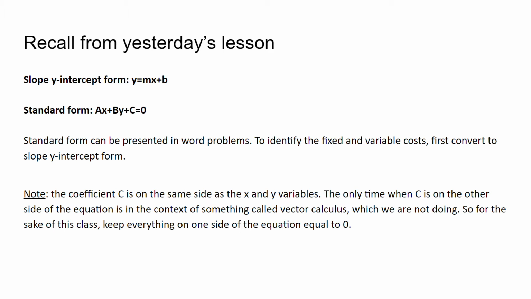Now, standard form can be presented in word problems, and so in order to identify the fixed and variable costs, we first need to convert that into slope and y-intercept form. A quick note: in the quiz yesterday, a lot of people were putting the constant c on the other side of the equal sign. The only time c is on the other side of the equation and not on the same side as x and y is in the context of vector calculus, which we're not doing this year. So for the sake of this class, please keep everything on one side of the equation equal to 0.